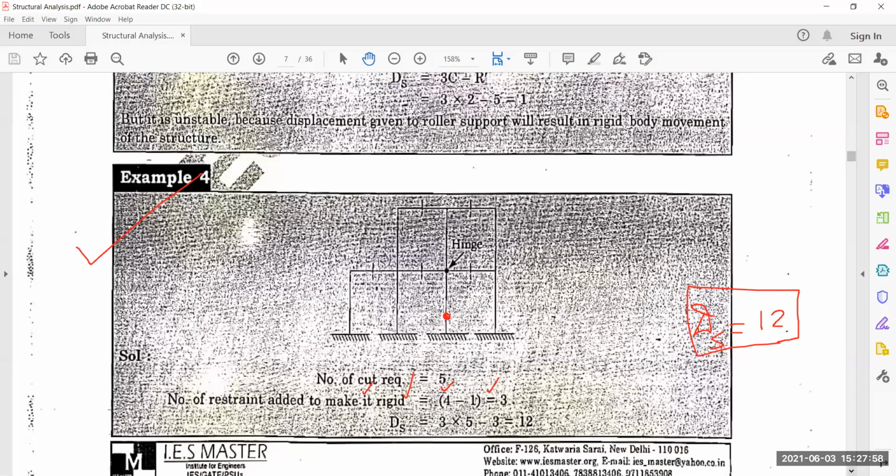Very easy question. You all find DS for this frame. Sir, DS is equal to 12. Okay, any other answer? Yes, sir, 12. Good. Just check: DS is equal to 12. Here you all see DS is equal to 12. Okay, move towards the next question.